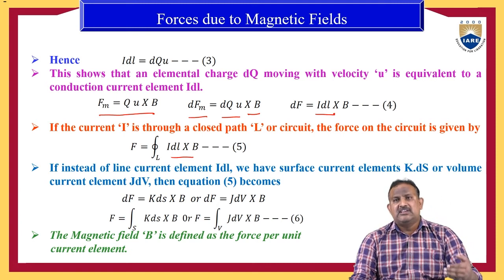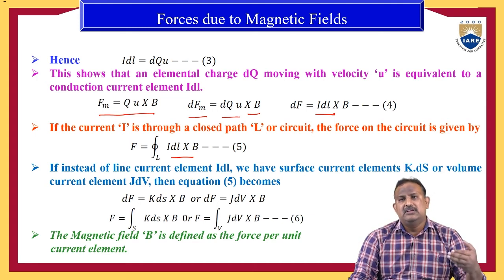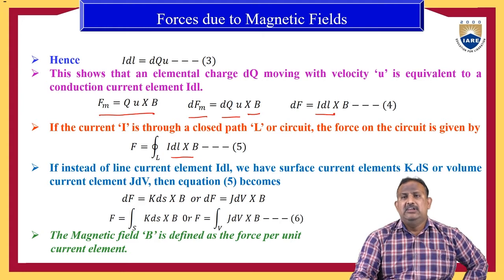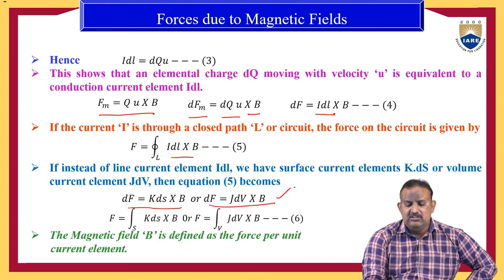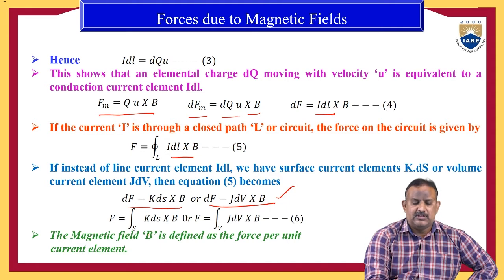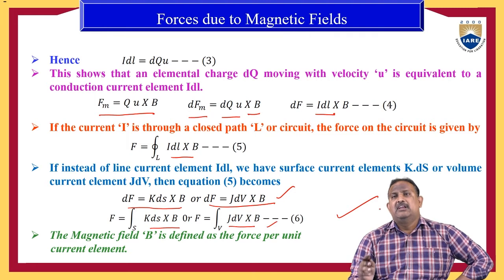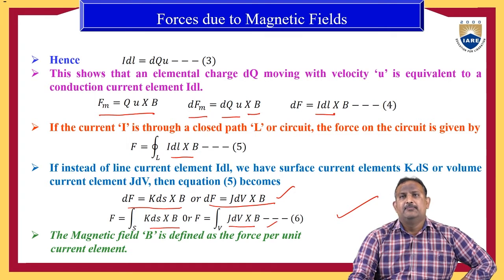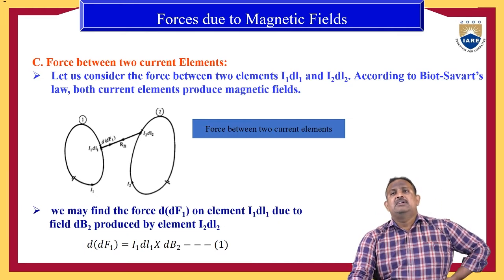In place of the current element I dl, we can use the surface current element K dS, or the volume current element J dV. Therefore dF is equal to K dS cross B, or dF is equal to J dV cross B. Integrating both sides, the force F is equal to the surface integral of K dS cross B, or the volume integral of J dV cross B. In this way we can find the force on a current element. The third method is to find the force between two current elements.